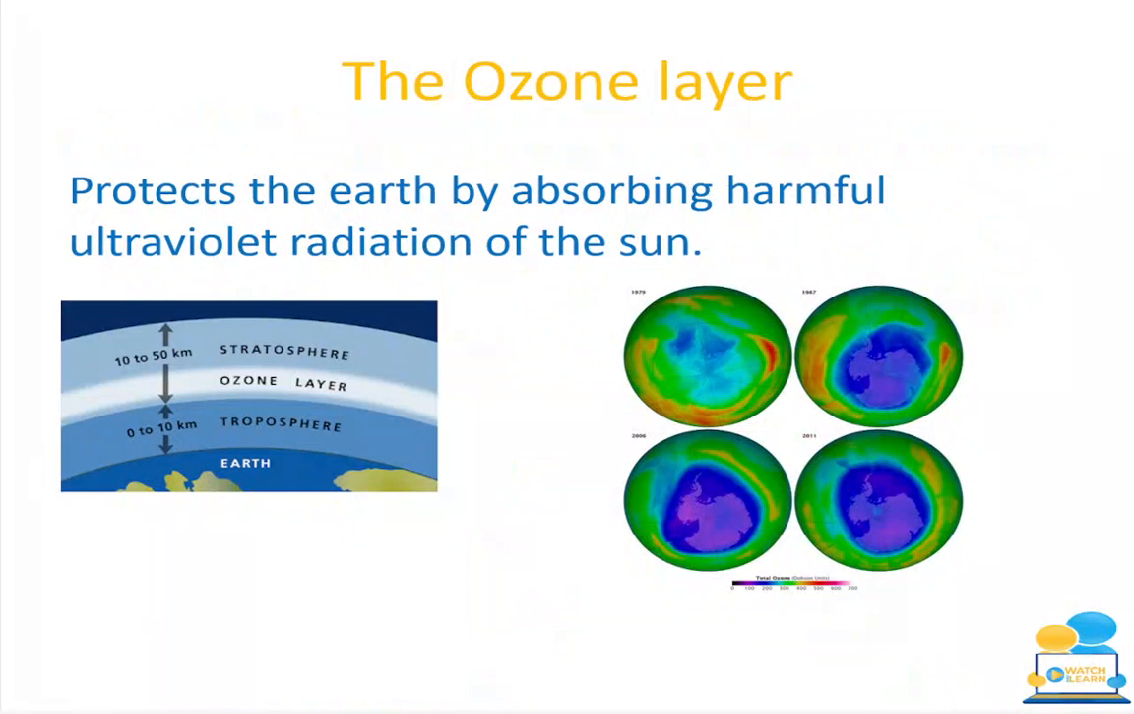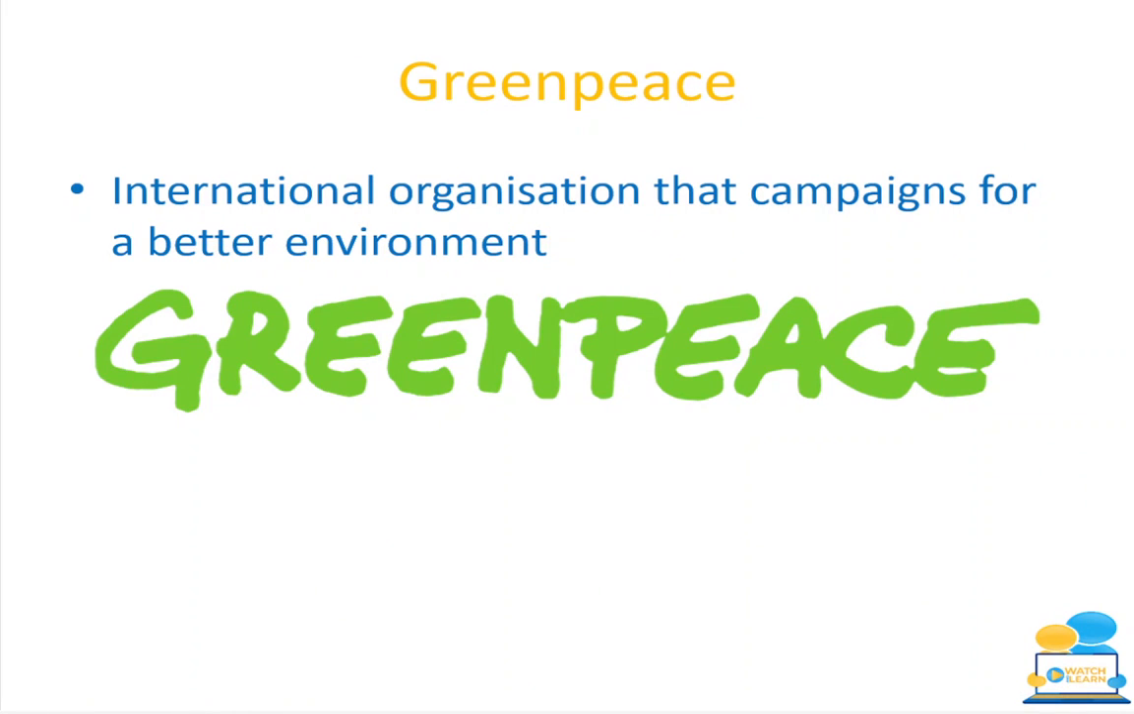So your ozone layer, we can see there on the left, we have the Earth, the troposphere, the ozone layer, and the stratosphere. So the ozone layer is between the stratosphere and troposphere, so you can see how far up it is from the Earth. The ozone layer protects the Earth by absorbing harmful UV radiation from the sun, and you can see pictures there of the ozone layer. Now, the ozone layer is becoming bigger due to all of the greenhouse gases, which are basically eating away at it, which means that more of the heat rays are coming in and it's warming us up, so the greenhouse effect. Greenpeace, so this is an international organisation that campaigns for a better environment.